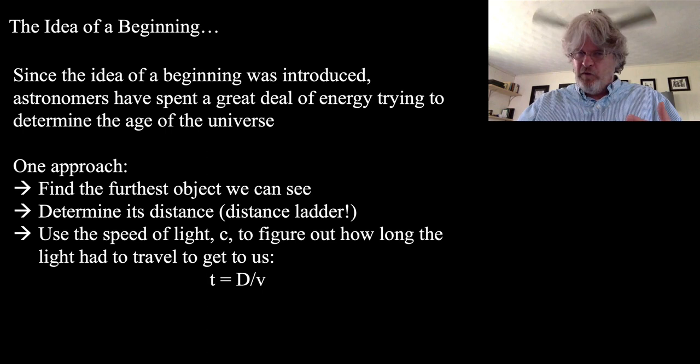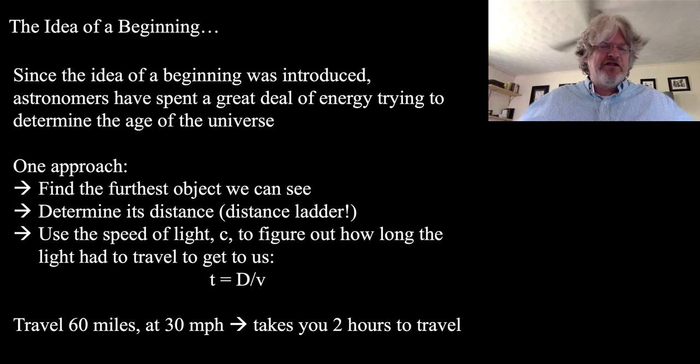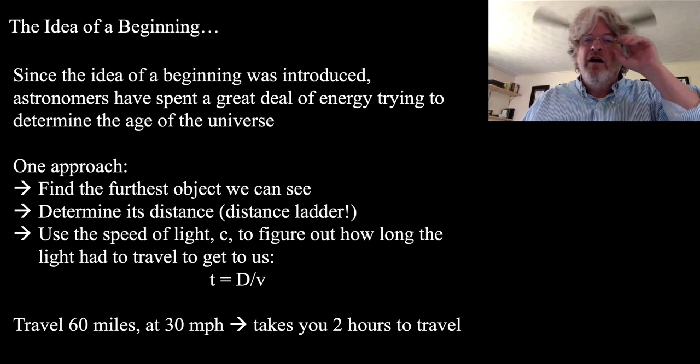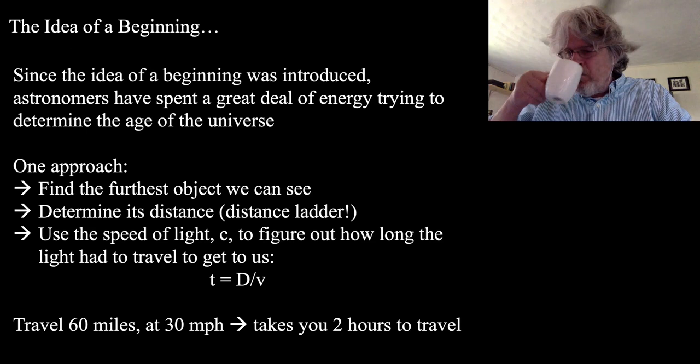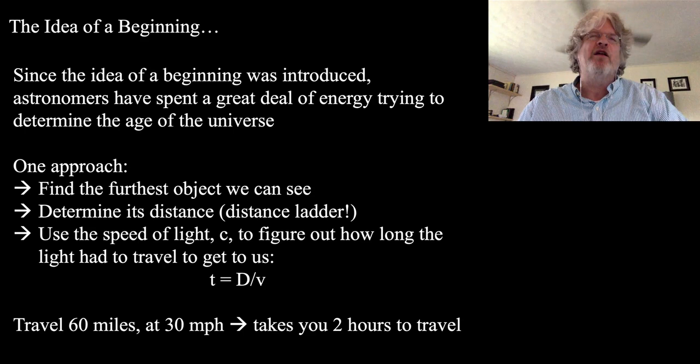And this idea then that time, it's just distance divided by velocity. If you travel 60 miles at 30 miles an hour, that trip took 2 hours. And so it's this idea of the look back time, which is always something fun to think about in astronomy, this idea that it takes light a finite time to reach us.